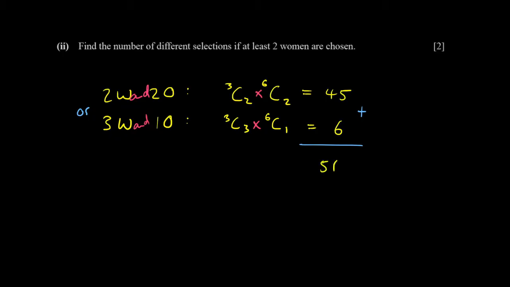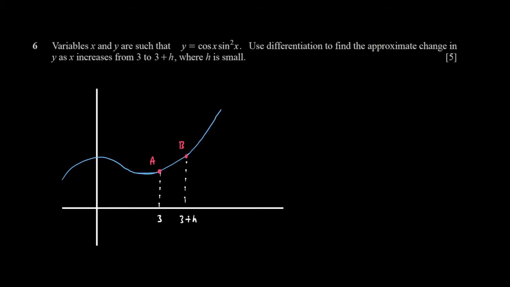Okay. All right. So I think being nice and systematic, and also understanding the difference between "and" and "or", will probably go quite a long way. Okay. And 51 is the right answer. Good. All right, then question 6.